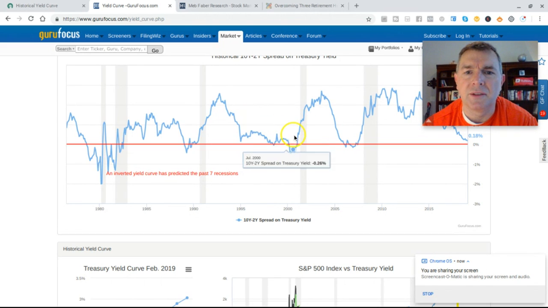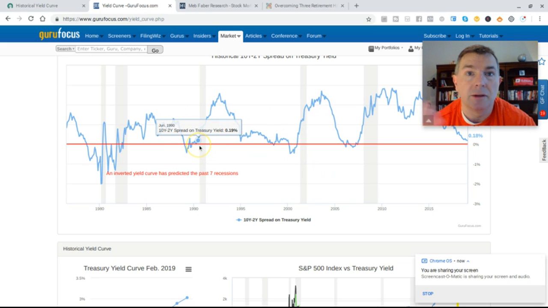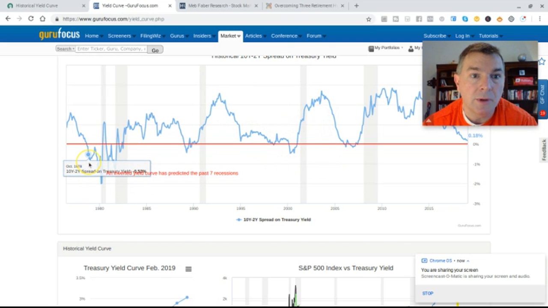I mean, what I'm trying to say is no one knew we were in a recession here in 1990. No one knew that. No one said that we're in a recession. In hindsight, they knew it, but before they did not. And what you can see here, the inverted yield curve did not predict that.